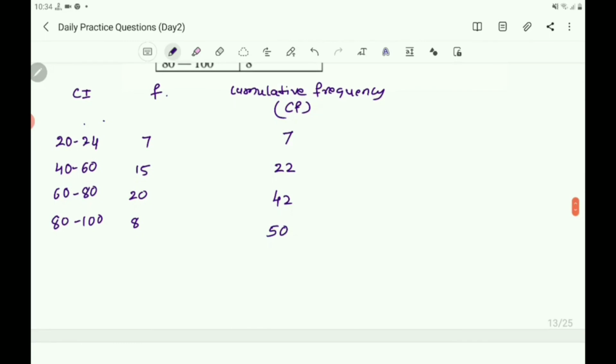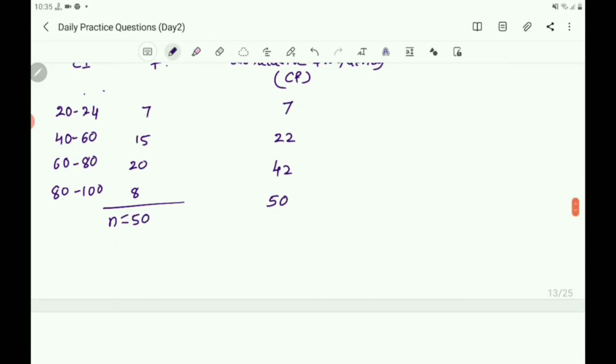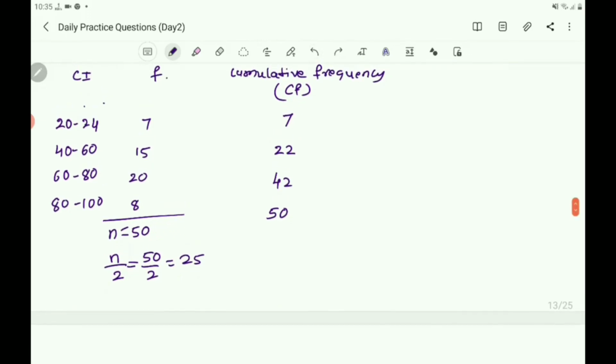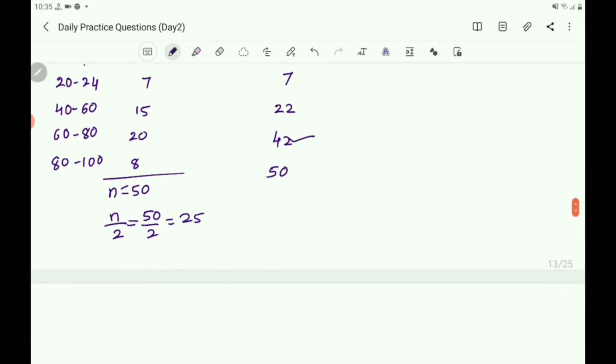Here n equals how much? Add this: 22 plus 20 is 42. 42 plus 8 is 50. So you got 50. N equals 50. Then to find the median class, find n by 2. So what is n by 2? N by 2 is 50 by 2, that is 25. So the nearer greater: here 22 is less than 25, so you can't take this as the median class. So you take the 42, that is the nearer greater. So this is the median class, 60 to 80.